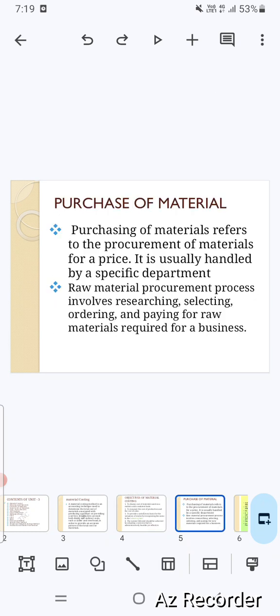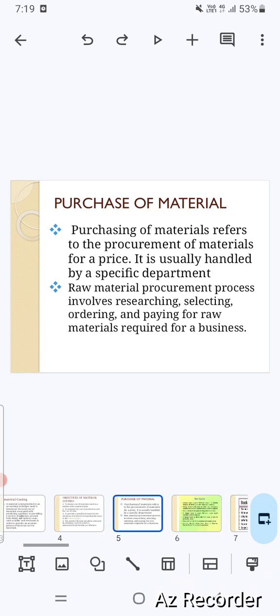Next, purchase of material. Purchasing of material refers to the procurement of material for a price. It is usually handled by a specific department. A raw material procurement process involves researching, selecting, ordering, and paying for raw material required for a business.